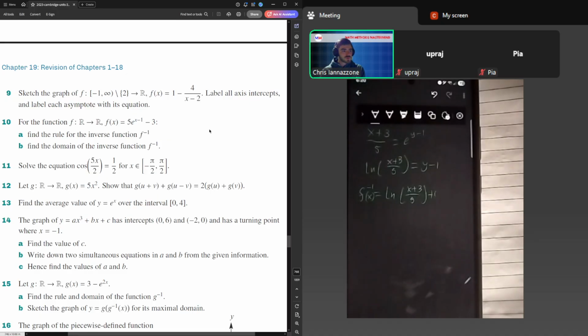If the keyword rule wasn't in that question, you would also have to give the domain as part of your answer. In this particular case, they've split it across A and B, but if they just said find the inverse function, you would have to give both the rule and the domain associated with it. We're going to do domain anyway. How do we do domain of inverses?